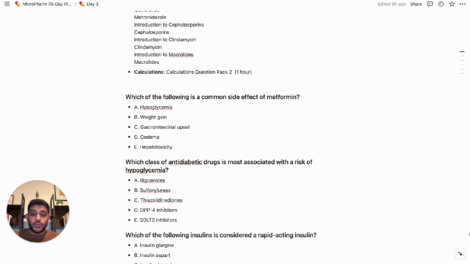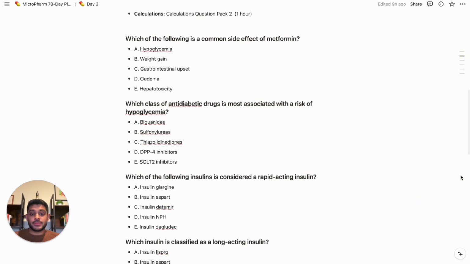Next question. Which of the following antidiabetic drugs is most associated with a risk of hypoglycemia? Is it A, biguanides, B, sulfonylureas, C, thiazolidinediones, D, DPP4 inhibitors, E, SGLT2 inhibitors? So you should be able to name examples of all of these classes of drugs from your knowledge and from what you've covered.